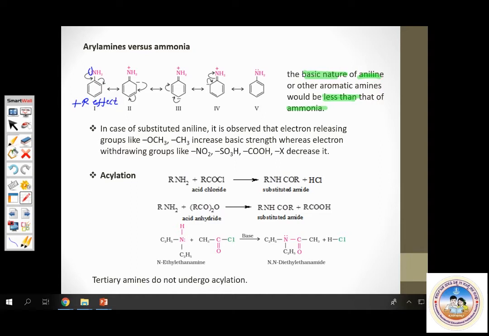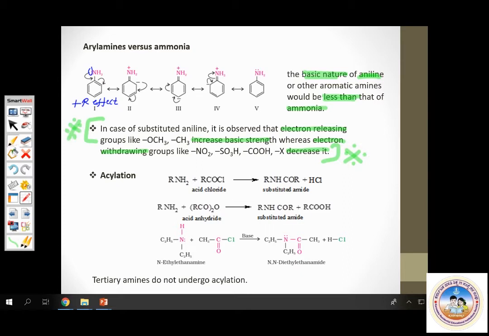And then, what about the substituents attached? Electron releasing substituents always increase basic strength, whereas electron withdrawing substituents decrease basic strength. Important point to be noted down. Electron releasing groups increase basic character, electron withdrawing groups decrease it.